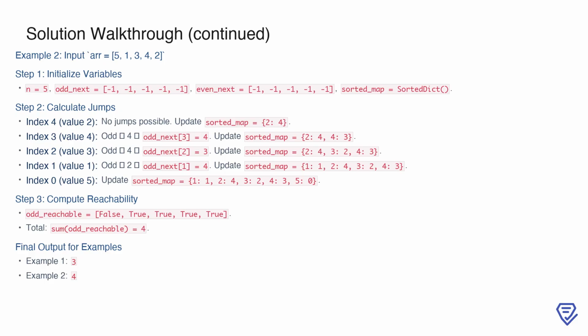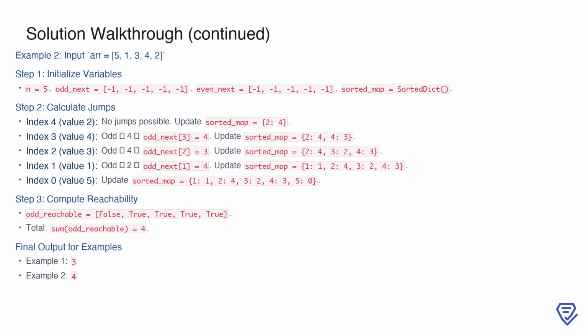At index 1 with value 1, the smallest value greater than or equal to 1 is 2, leading to index 4, so odd_next[1] equals 4. After updating sorted_map, it becomes 1, 1, 2, 4, 3, 2, 4, 3. At index 0 with value 5, no valid jumps are possible, and we update sorted_map to 1, 1, 2, 4, 3, 2, 4, 3, 5, 0.